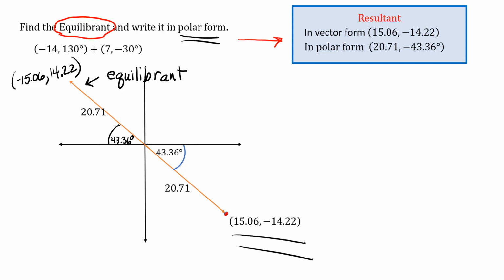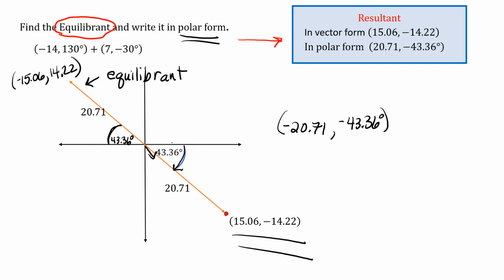To write it in polar form, you're going to have to decide how you want to do it. Remember, there's about 1 million different ways. Actually, there's an infinite number of ways you can write it. You could write it where you go clockwise 43.36 degrees, so the angle would be negative 43.36 degrees. And then instead of going this way, you would go the opposite way. So you would make it negative 20.71. So that's one way you could write it.